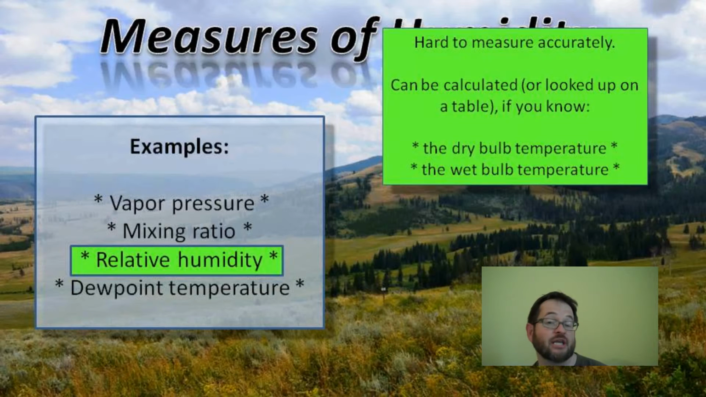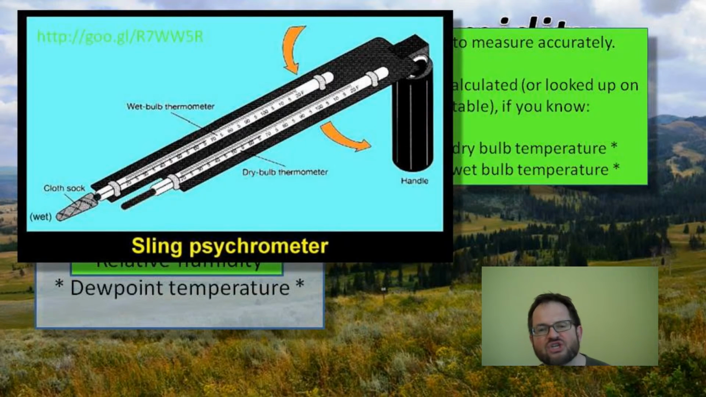It's more accurate to actually calculate the relative humidity if you know two pieces of information: the dry bulb temperature and the wet bulb temperature. Both of those pieces of information come to us from an instrument called the sling psychrometer, which you're going to get a chance to use today. A sling psychrometer is really pretty straightforward. It's just two thermometers mounted on a handle, like what you see in this picture here.